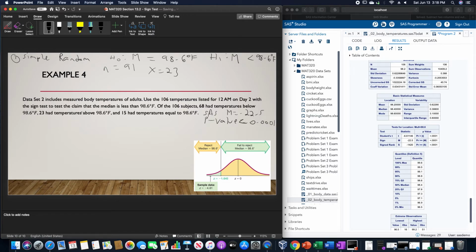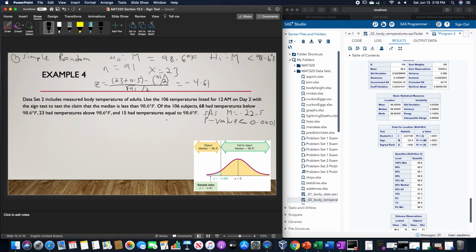If we did this out by hand, we would need to use the test statistic z, which would be 23 plus 0.5 minus 91 divided by 2, divided by the square root of 91 divided by 2. This gives us a value of about negative 4.61, which falls in the critical region because the critical value is negative 1.645.